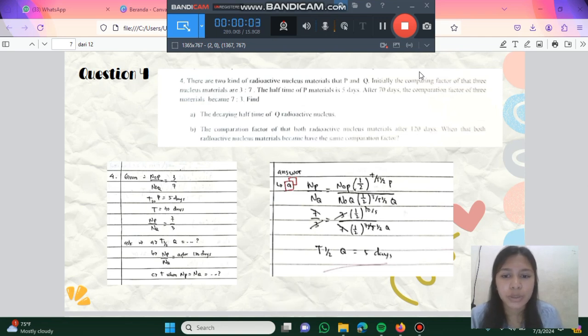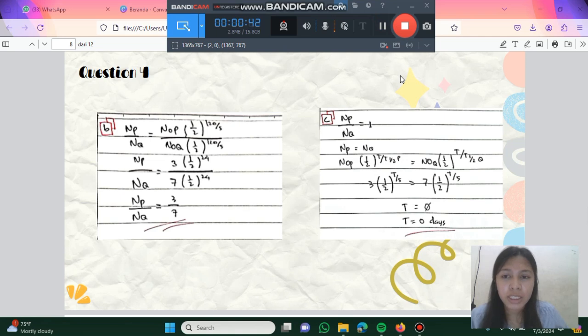For the A problem, when we want to get T half K, we can see the formula is NP per NK is equal to NOP times half to the power of T per T half P, per NOK times half to the power of T per T half K. So we get T half K is equal to 5 days.